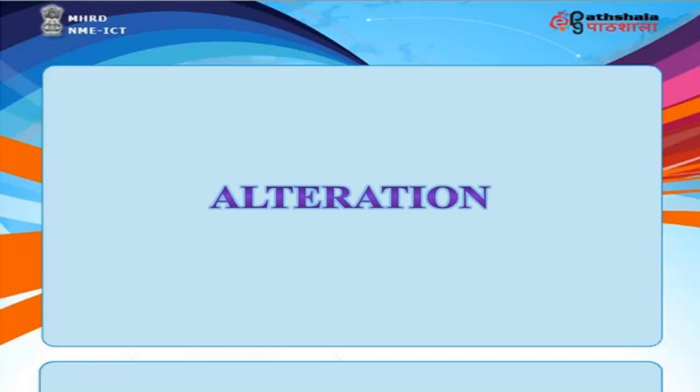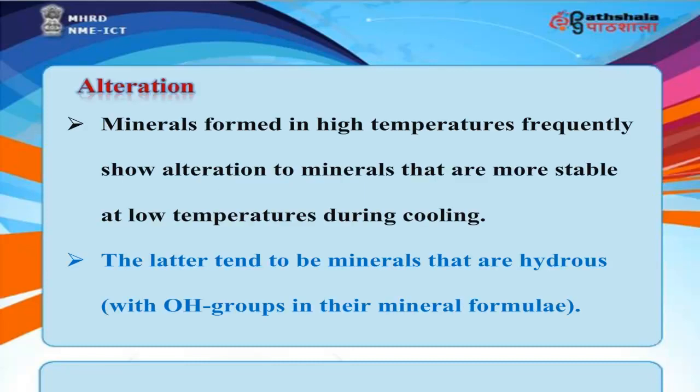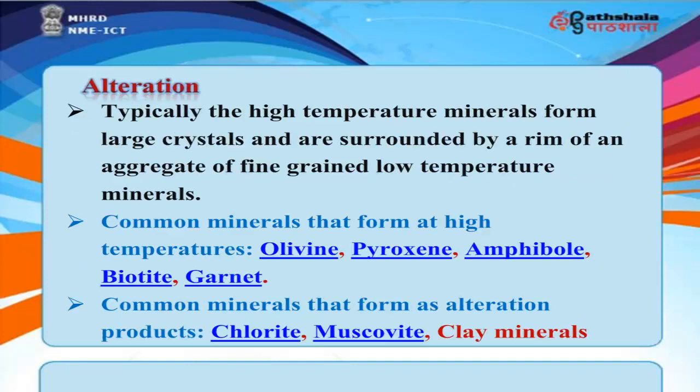Alteration. Minerals formed at high temperatures frequently show alteration to minerals that are more stable at low temperatures during cooling. The latter tend to be minerals that are hydrous, with OH groups in their mineral formulae. Typically, the high-temperature minerals form large crystals and are surrounded by a rim of an aggregate of fine-grained, low-temperature minerals.